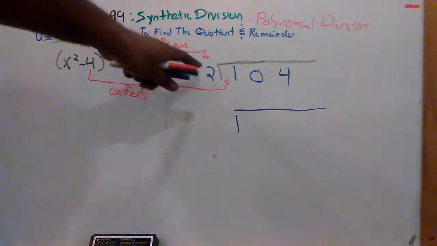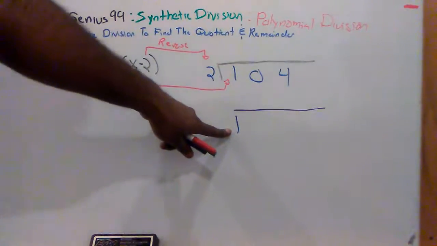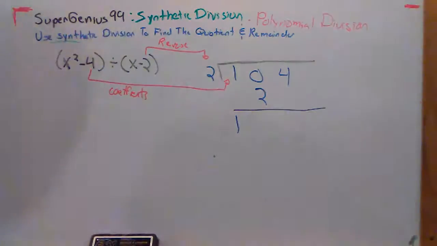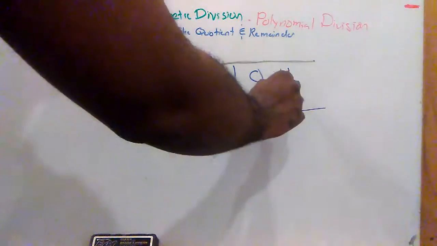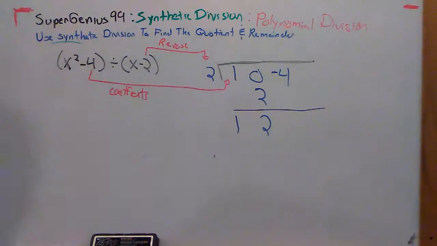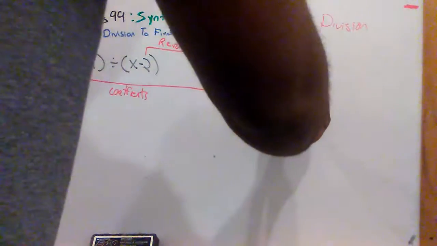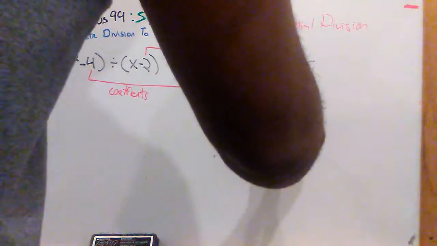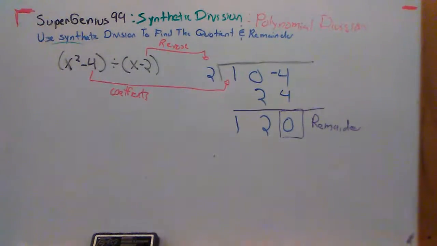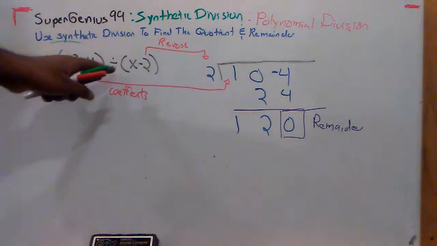So let's do that. Multiply. 2 times 1. How much is that? 2. Put it here. Add 0 plus 2. Sorry, this should have been negative 4. Negative 4. Okay. And then multiply. 2 times 2. This is 4. Okay, add. This is your remainder. Get out of the way. That is your remainder.